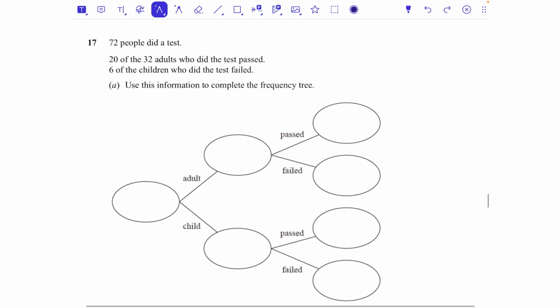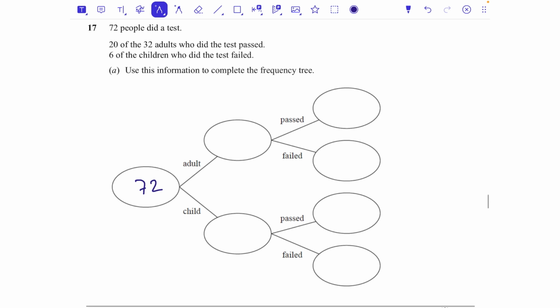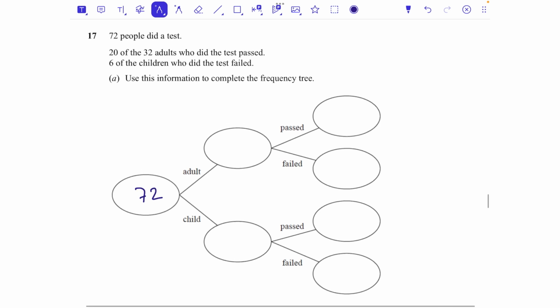Question number 17. 72 people did a test. 20 of the 32 adults who did the test passed, and 6 of the children who did the test failed. Use this information to complete the frequency tree. So I've put 72 at the beginning here. That's all of the people at the beginning, and then we need to split them off into how many adults and how many children. Now it says 20 of the 32 adults who did the test passed.